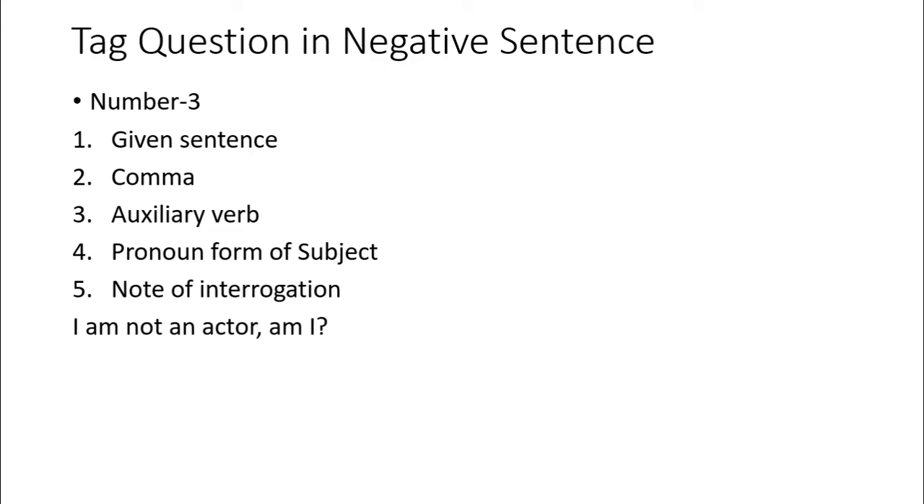Okay, let's look at this sentence. I'm not an actor, am I? Let's check it. Firstly, I'm not an actor. This is the given sentence, and after that we have a comma and then the auxiliary verb and the pronoun of the subject. And then the note of interrogation is given. I am not an actor. As we have an auxiliary verb here, we have written the auxiliary verb and the pronoun. So the task is completed. I am not an actor, am I? So this am I is the tag question or question tag here.